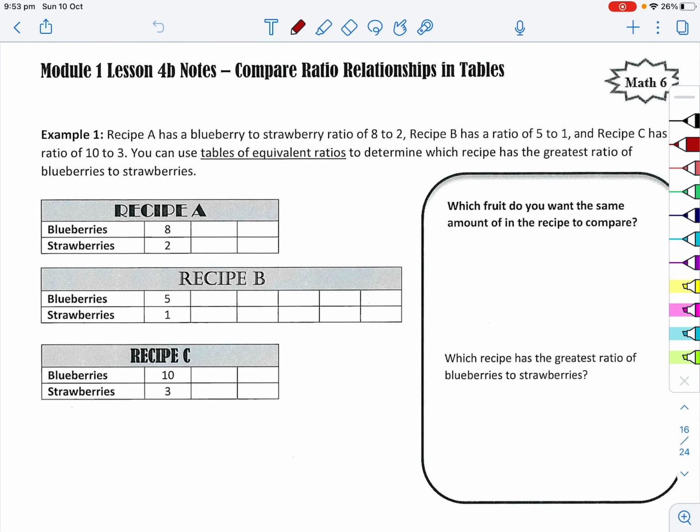Hey everyone, today we are going to continue comparing ratio relationships, but instead of comparing them on the graph, we are going to be comparing them in tables. So we worked on creating ratio tables and then putting them on the graph because that visual makes it very clear who has the greatest ratio of something to something else. Now we're going to make those connections in the table by themselves.